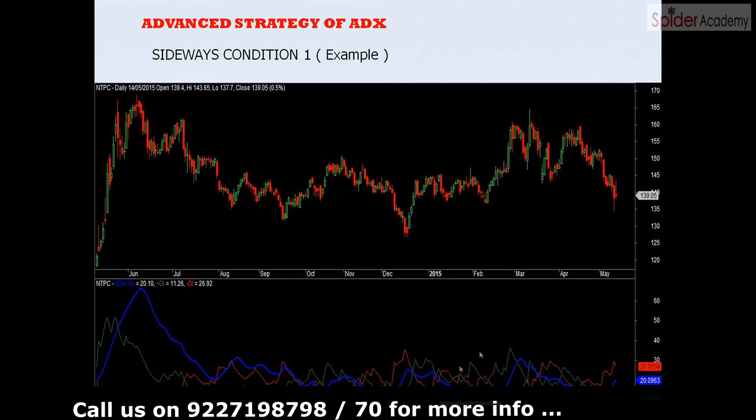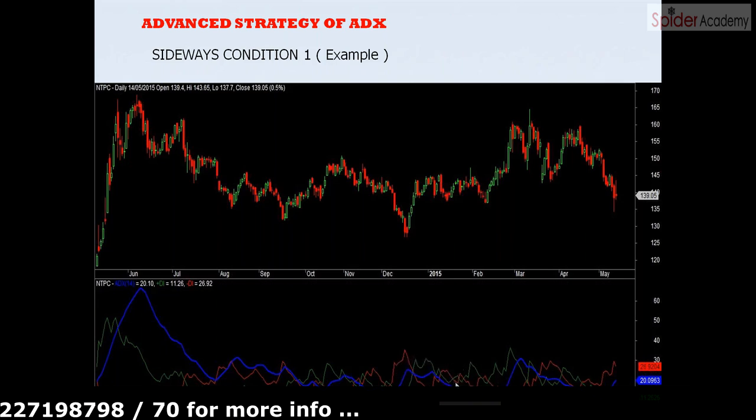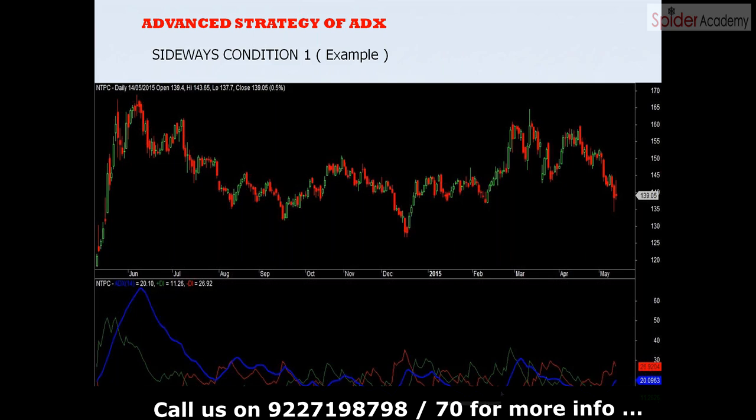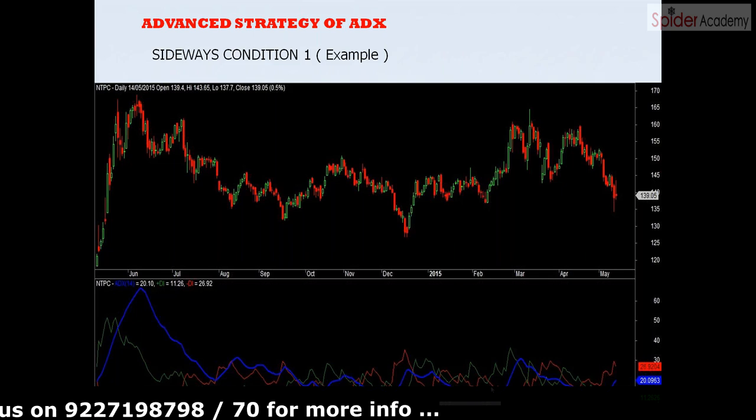See, we can see here, red, green both keep cutting each other at the top. Stop losses. But what happens? ADX line is below. Till here we are not getting a buy signal. So this is a sideways market which we have to avoid.